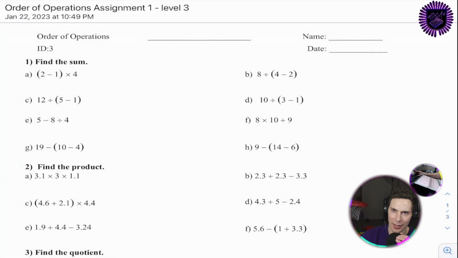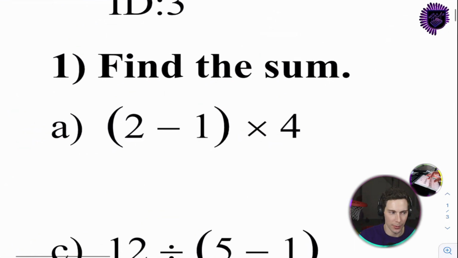By hit it, I meant let's math it up, and yeah, that. Okay, check it out. Here we go. Assignment 1 for order of operations. And we're going to jump in, and here we go.